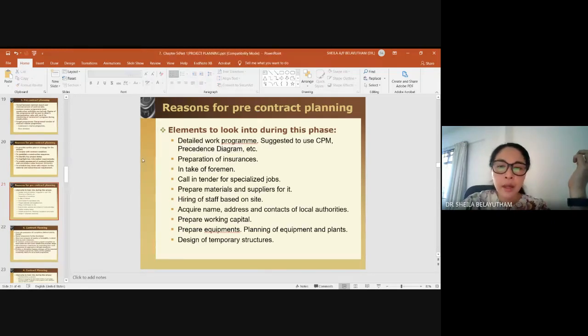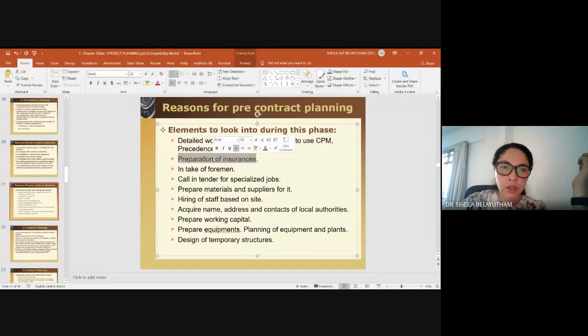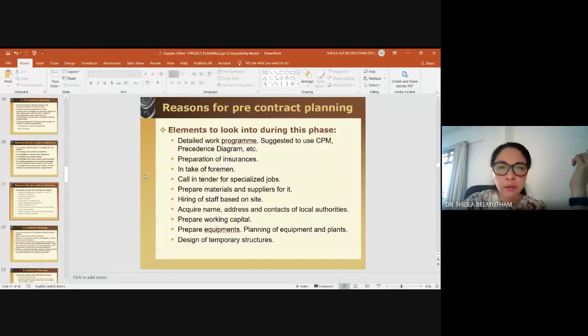And then this is where you think of the insurance. This is where you think of subcontracting, your foreman. This is where you call in tender for any specialized job, such as, for example, lifts. Lifts are something specialized, so you might want to call in tender for that. This is where you look into your materials, your suppliers, your subcontractors.